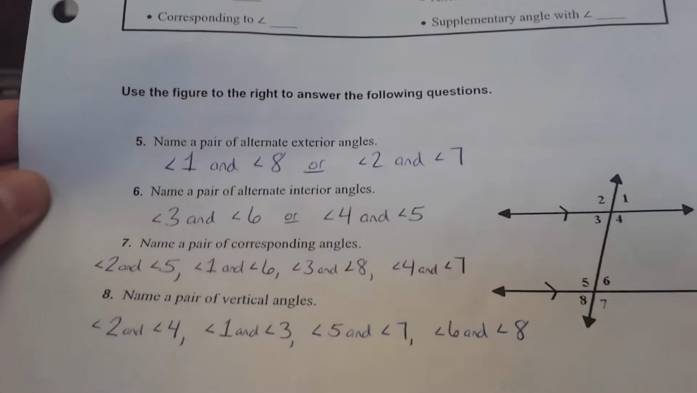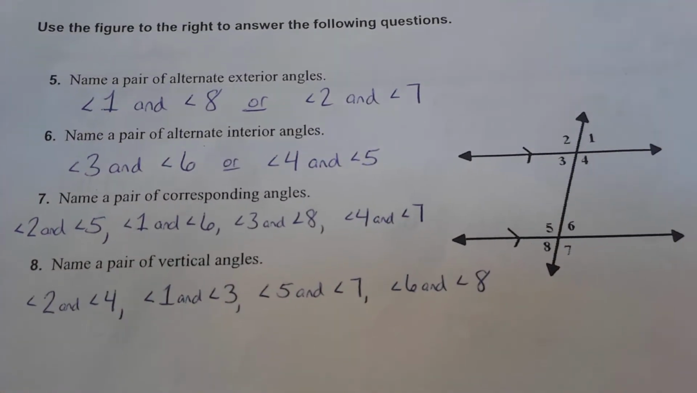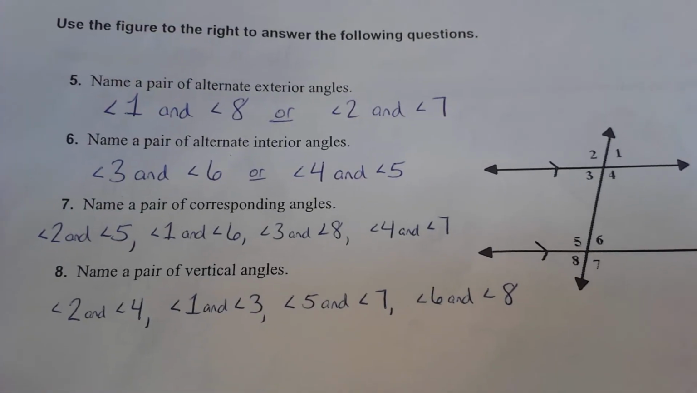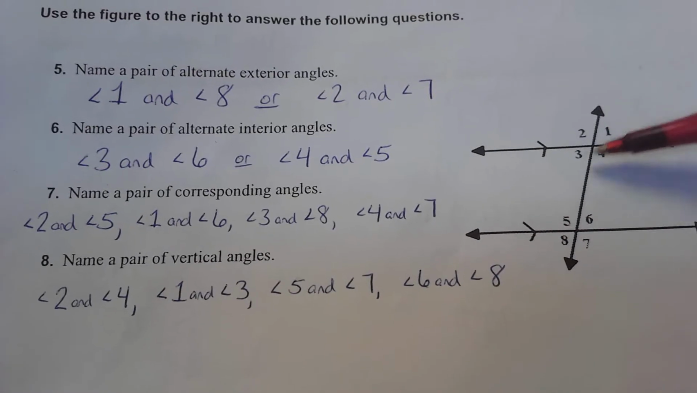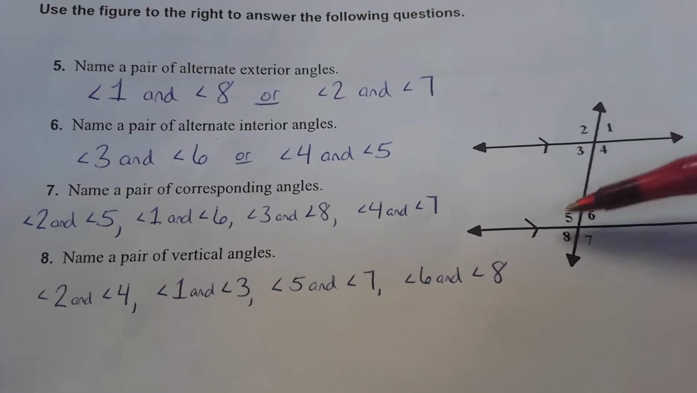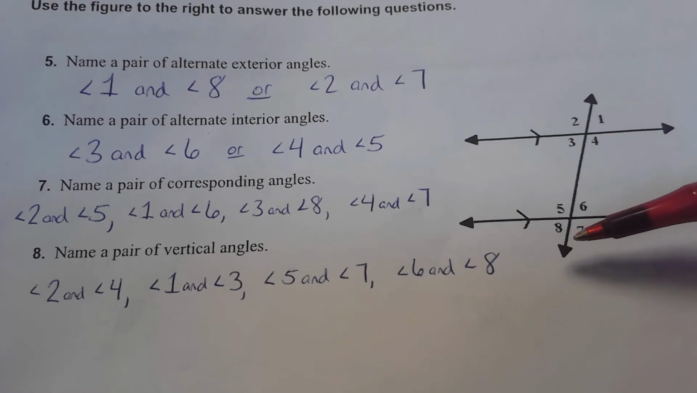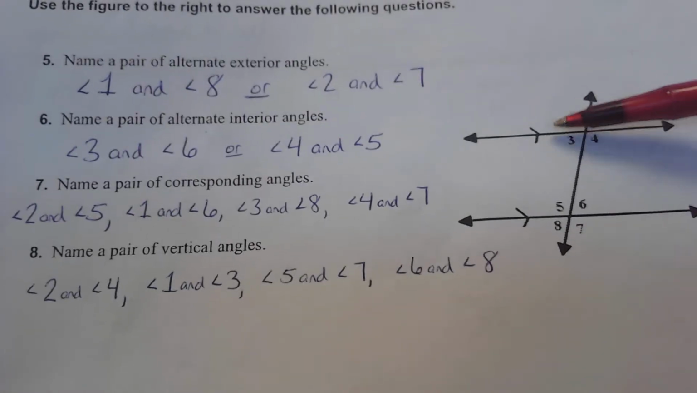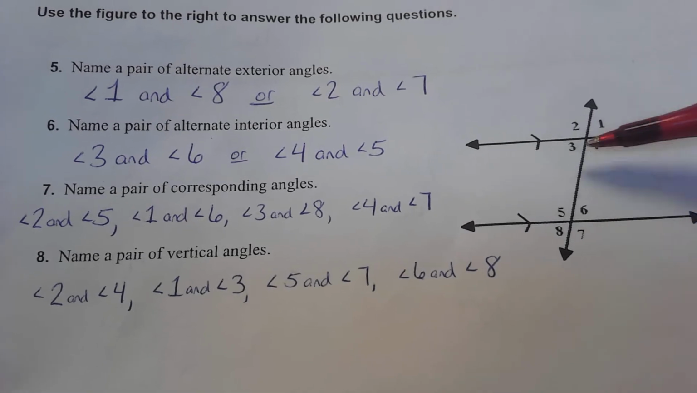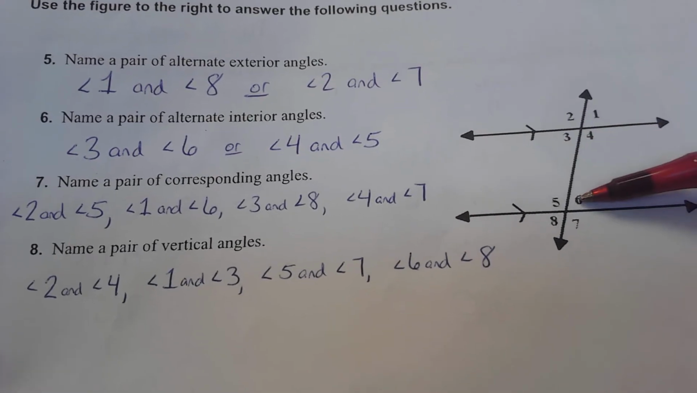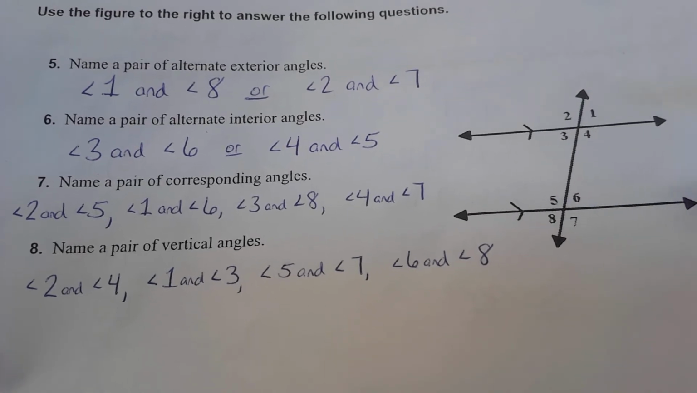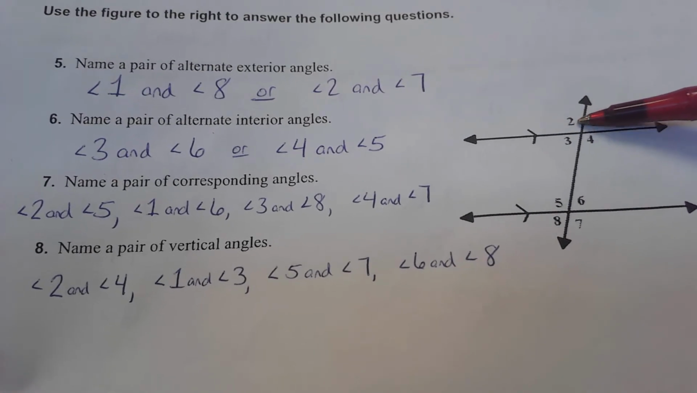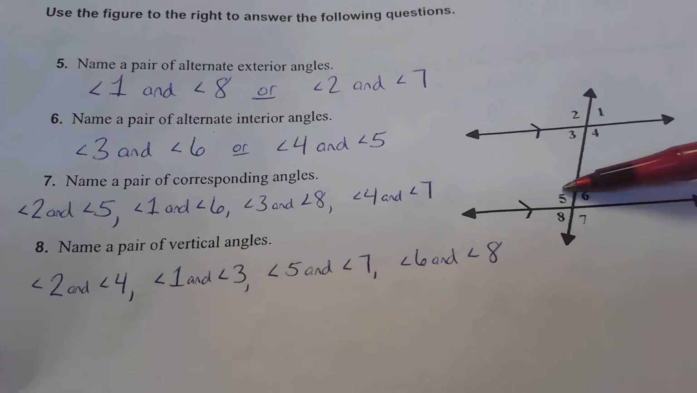On the bottom part, here are the answers for those. A lot of this we just talked about. So alternate exterior, they're on the outside of the parallel lines and they're on opposite sides of the transversal. 2 and 7 would be alternate exterior. Alternate interior, 3 and 6, and 4 and 5. Corresponding just means they're in the same position. So such as 2 is in the upper left, 5 is in the upper left.